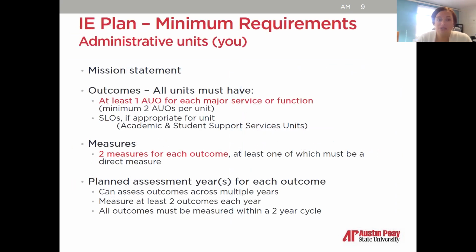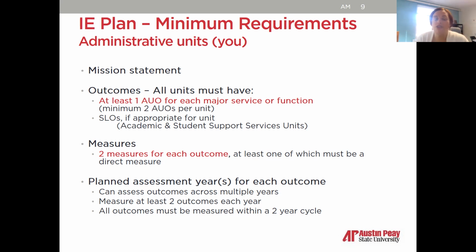The minimum requirements for administrative and academic and student support services units as well are these. We ask that every unit have a mission statement. If you do not currently have one, we're happy to help you develop that, and we have some slides in this presentation that talk about it. But a lot of times you already have mission-type language out there, maybe on your website or in materials that you have for your office. Somewhere you've got the language of what the mission of your office is, and the mission is meant to guide your outcomes.